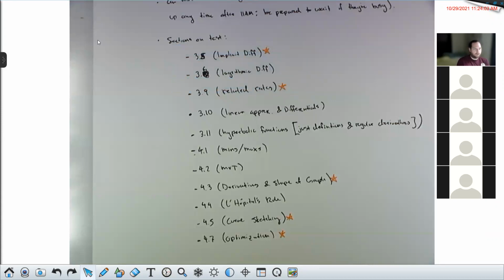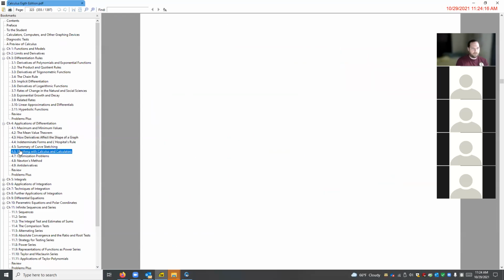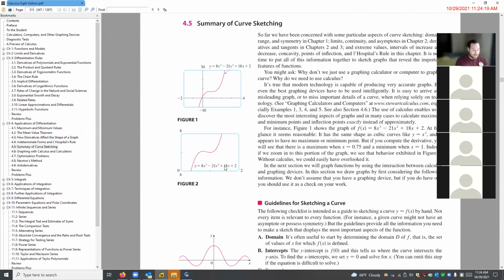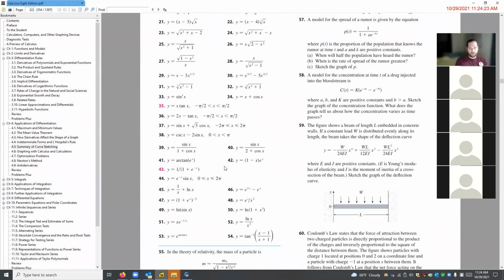So first, let's take a look at Yiping's question. Could we show how L'Hopital's rule is used in the graphing problems? Yes, let's do it. So let me go to section 4.5 and I'll grab a problem here where L'Hopital's rule would be necessary. So remember what L'Hopital's rule is for, right? L'Hopital's rule is a tool for taking limits, specifically limits that are not obvious.